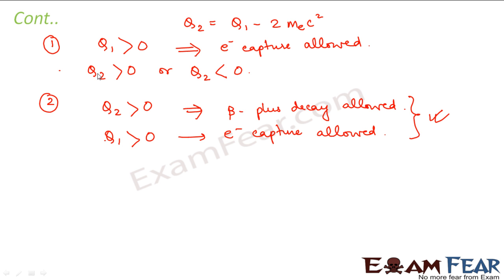But the vice versa is not true. That means if Q1 is greater than 0, that doesn't mean that Q2 will always be greater than 0. Q2 can be greater than 0, Q2 can be less than 0. So with this, I will conclude this lesson on nuclei and hope that you have understood the concepts in this lesson. So solve more problems so that you can get your concepts even clearer.